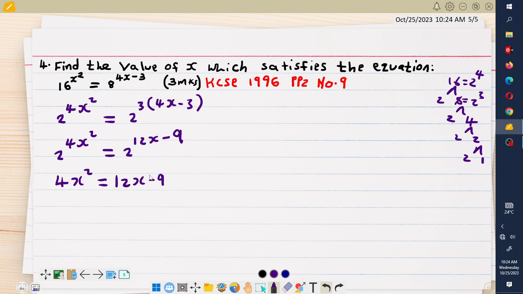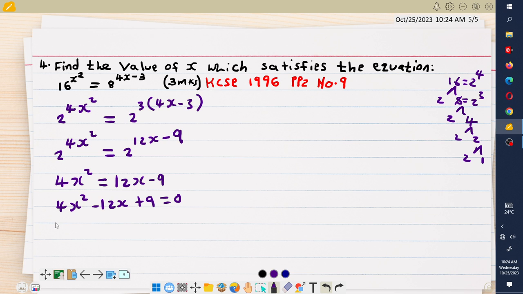So these are quadratic equations. Therefore, I'll rewrite it as 4x squared, then minus 12x, then plus 9 is equal to 0. So I want to use a factorization method to solve it, but remember you can also use other methods, for example completing the square, the quadratic formula, and so on and so forth.